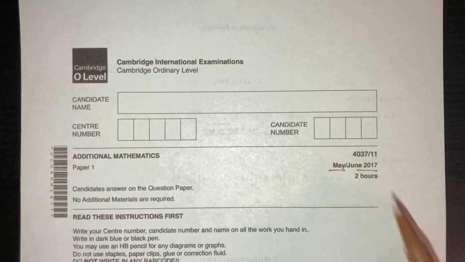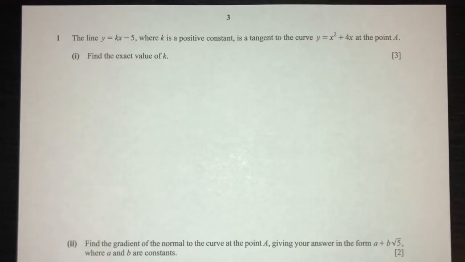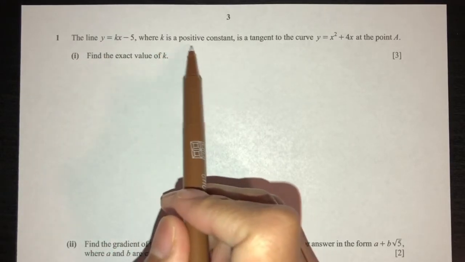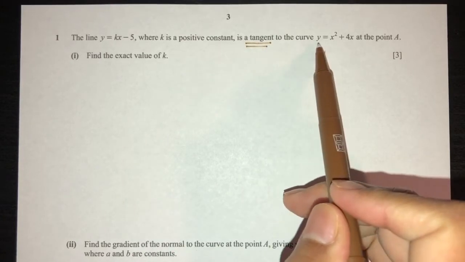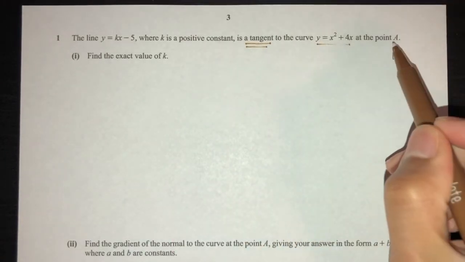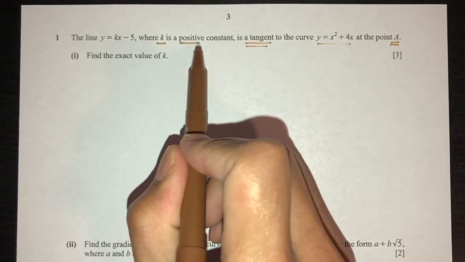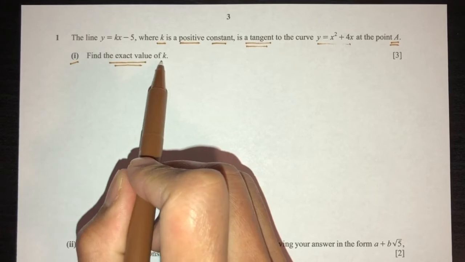This one is paper 1-1 of May-June 2017 for Add Math. So let's move on to question number 1. Here we have the line y equal to kx minus 5, where k is a positive constant, which is a tangent to the curve at the point A. We have to find the exact value of k.